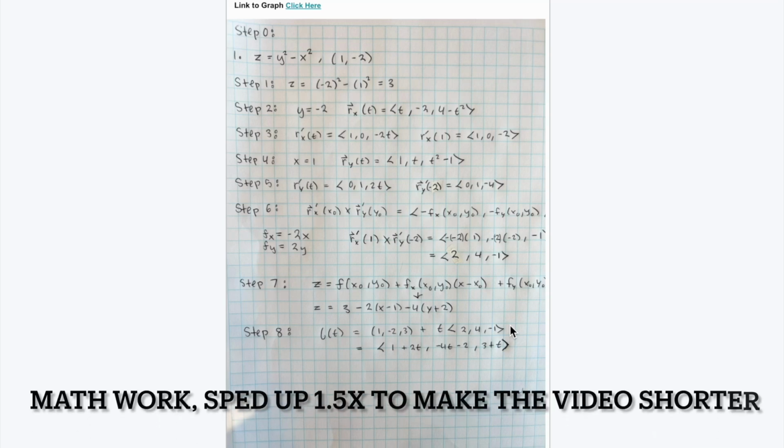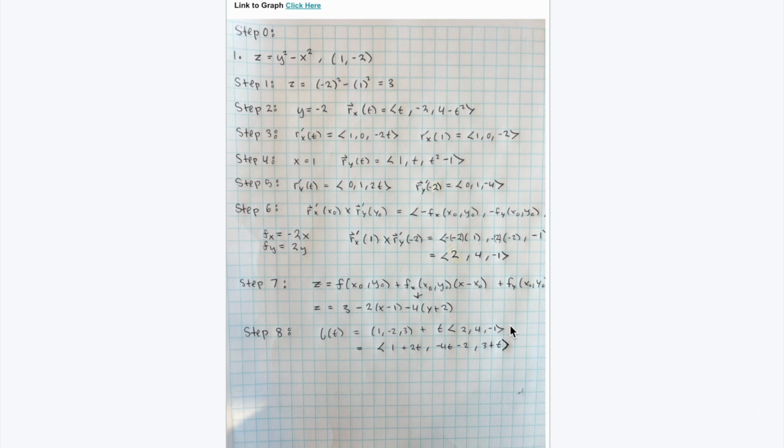The function is z equals y squared minus x squared at the point (1, -2). In step 1, I found the z value by plugging in (1, -2) into the function to get z equals 3. Then in step 2, I am finding the parametric curve when y equals -2. So t and -2 stay the same, and then for my z term, y squared is 4, and it's going to be minus t squared because t is the x term.